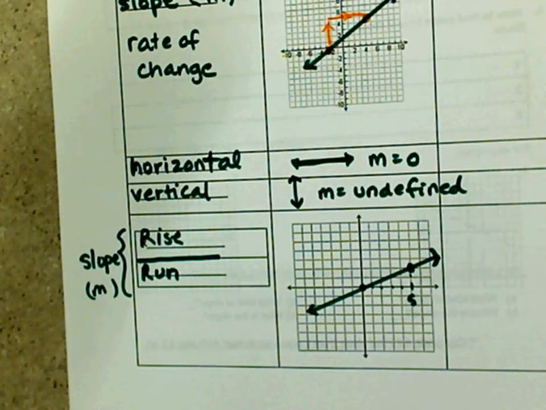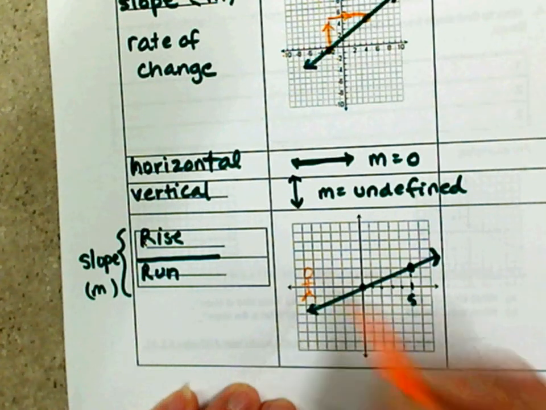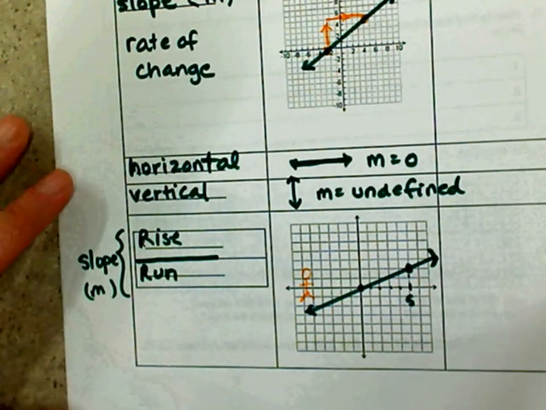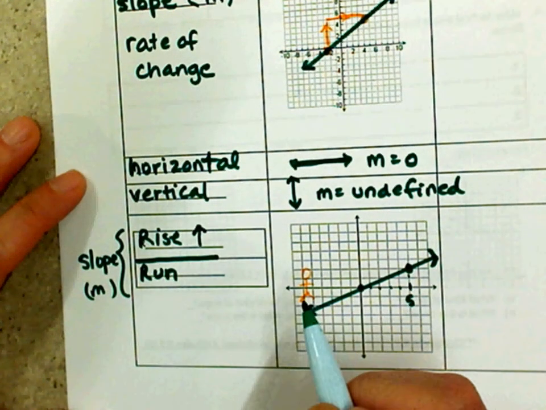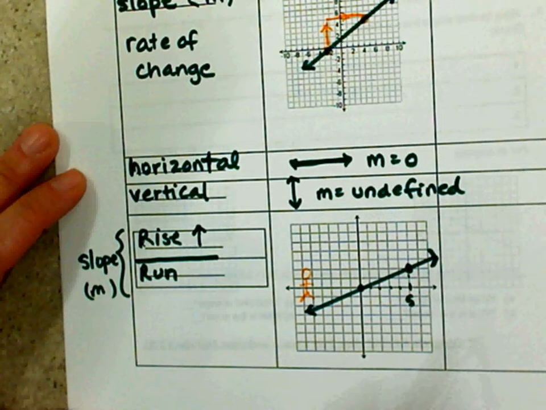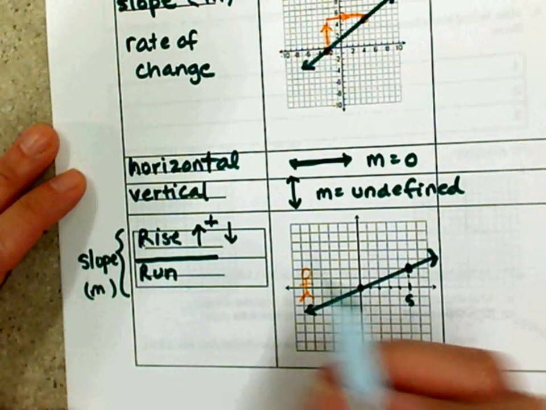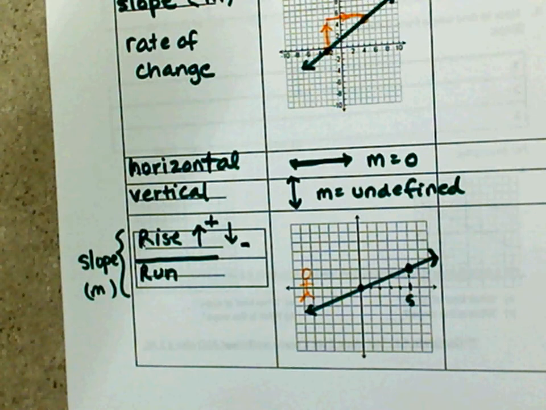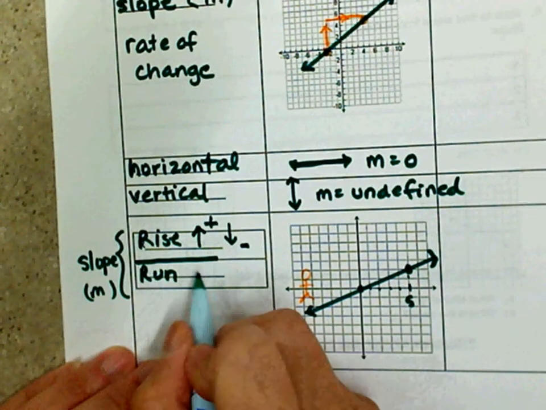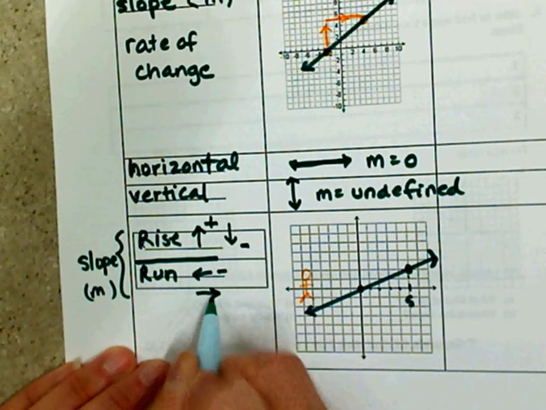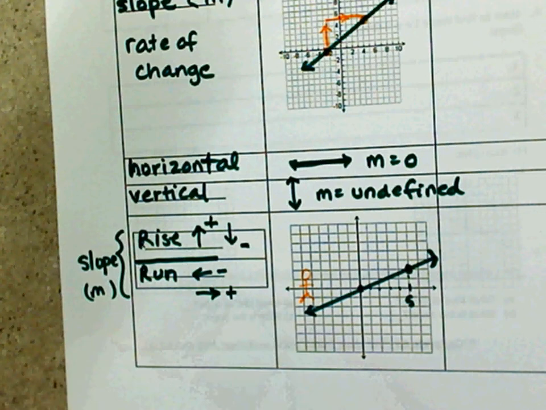When you guys read, how do you read? Left to right or right to left? Left to right. In a slope, you always do the rise. Rise is you go up. If I go up, is that a positive or a negative number? Positive. If I go down? Negative. In your run, if you go left, is that positive or negative? Negative. If I go right? Positive. Keep that in mind. That doesn't change, and that helps you.